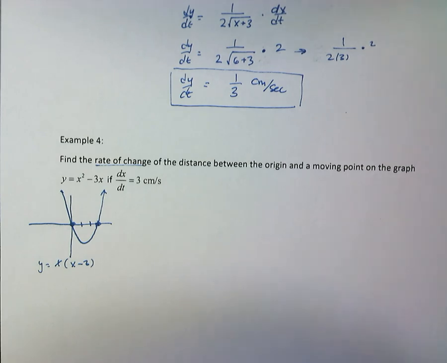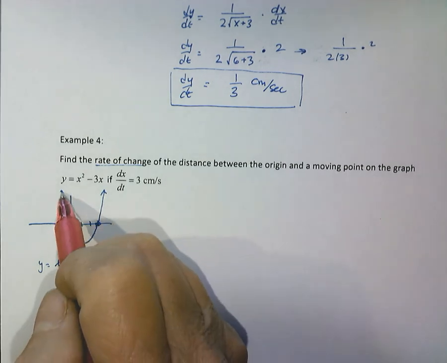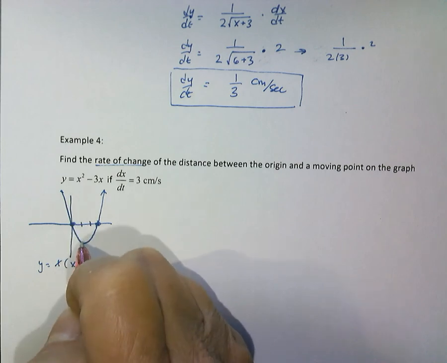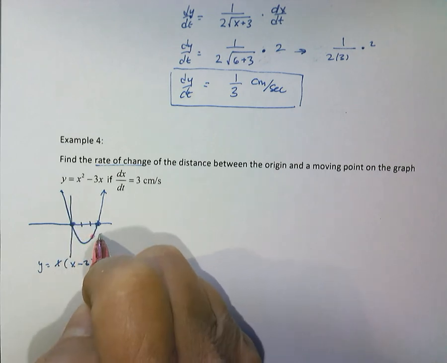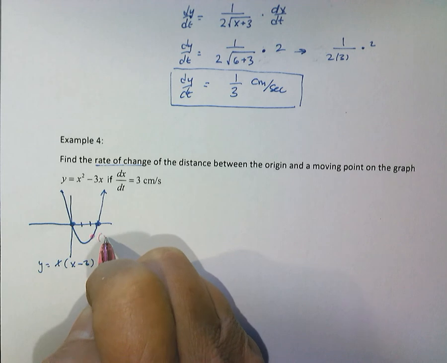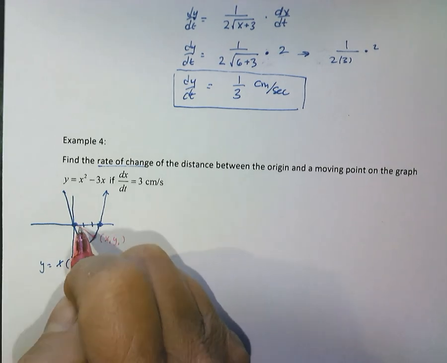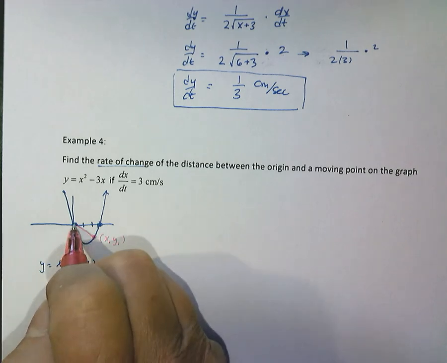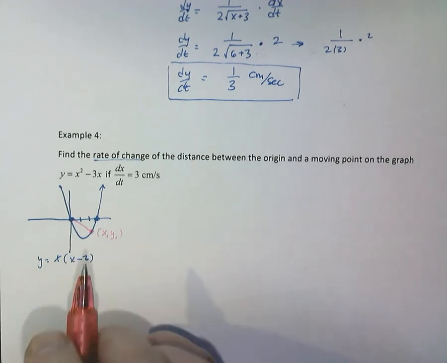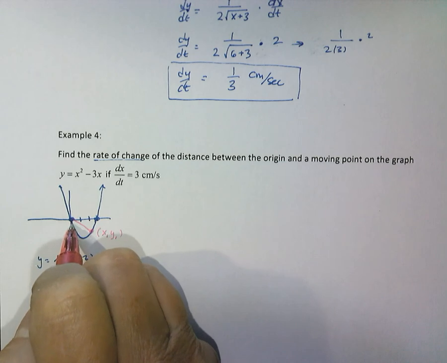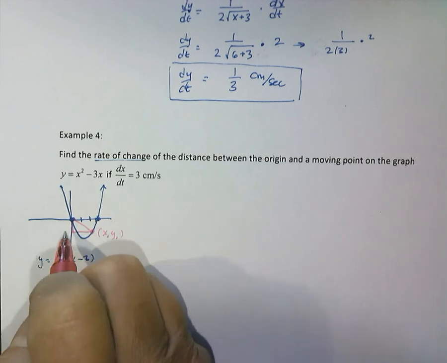Well, think of it this way. If I have a point moving along this graph, say I put the point right here. This is the point x1, y1. This distance here, I could use the distance formula. So I'd have the change in y, change of x.